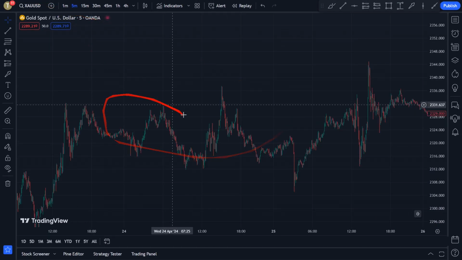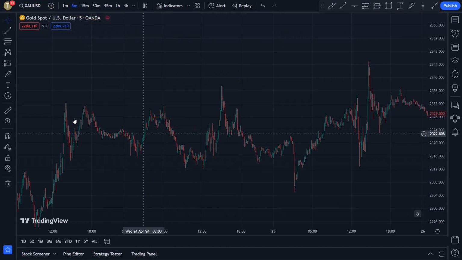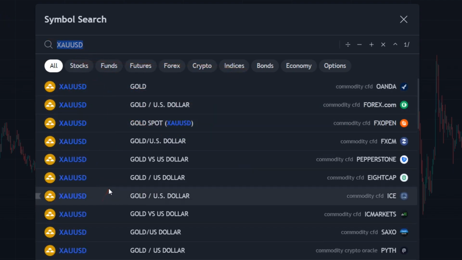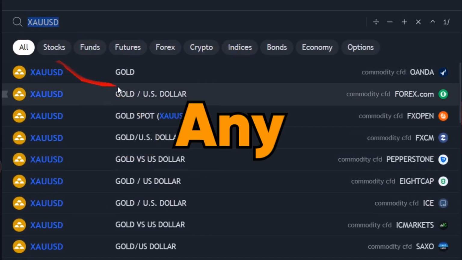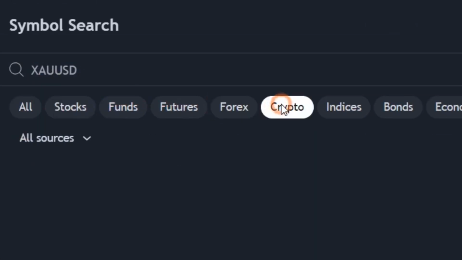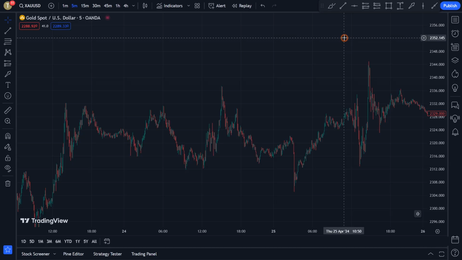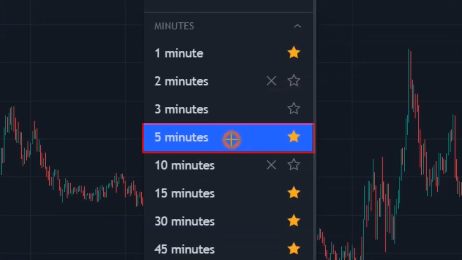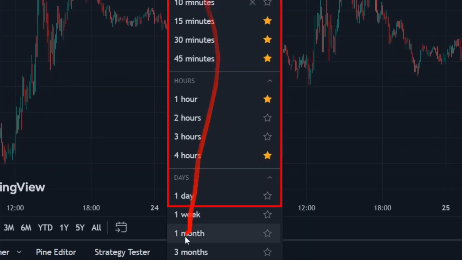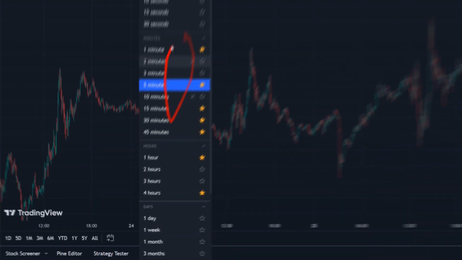As always, the first step is to choose your symbol. This scalping strategy is not limited to a specific symbol, so you can choose any symbol you like. Now we need to set our time frame to 5 minutes, but you can choose any time frame you prefer, from 1 minute to even 1 day.